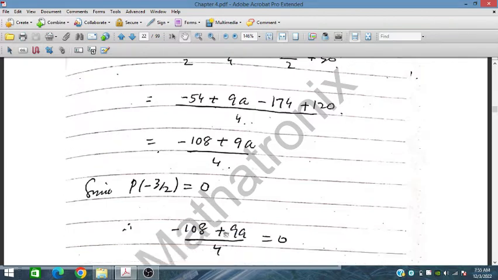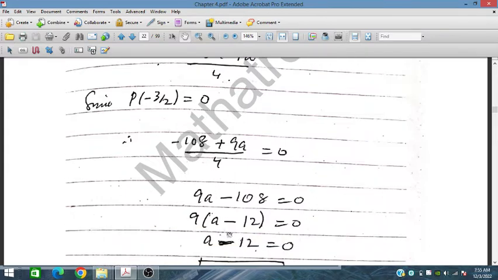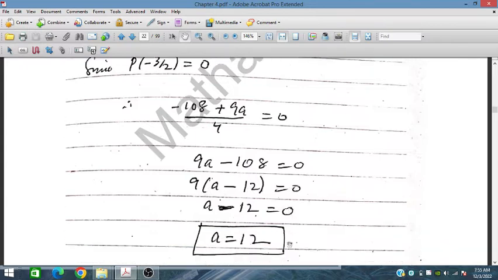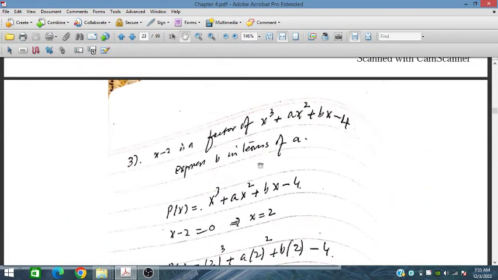So minus 108 plus 9a divided by 4 is equal to 0. So 4 multiplied with 0 is 0. So minus 108 plus 9a is equal to 0. So take out 9 as a factor, and a minus 12 is equal to 0. Then divide by 9 on both sides. So the 9 cancels and a minus 12 is equal to 0. So a is equal to 12. So this is important.